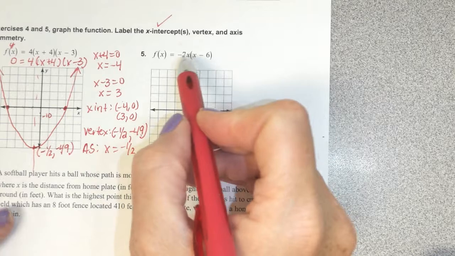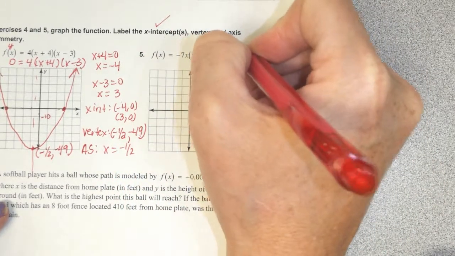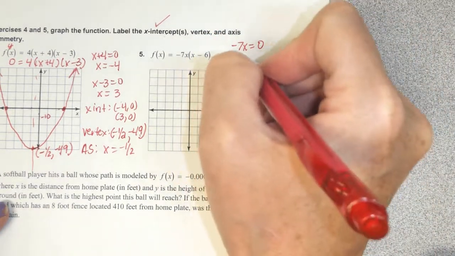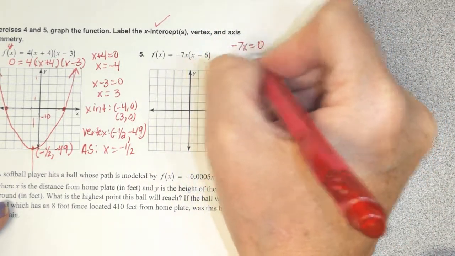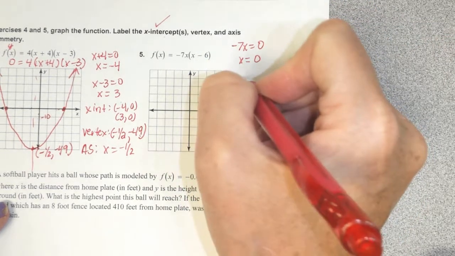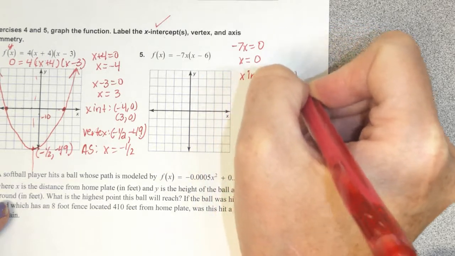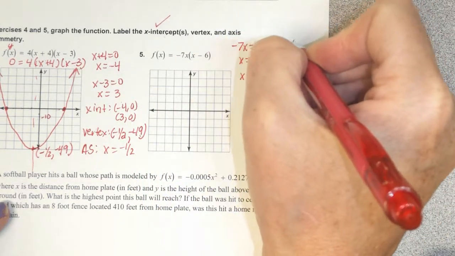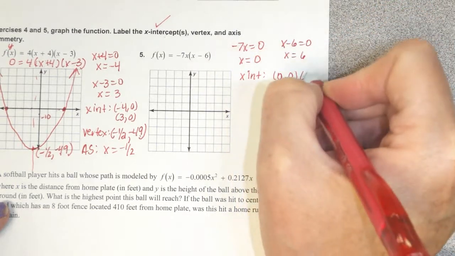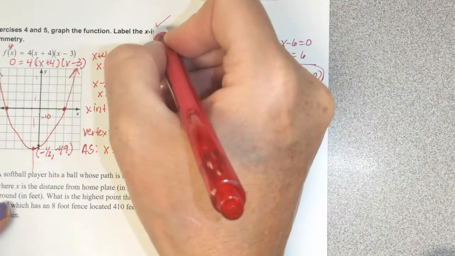All right, let's try this one now. We want to find our x-intercepts. So is it possible for -7x to equal 0? Yes. What would make that happen? So it would be 0, right? So we have an x-intercept at (0, 0). Now we have to set x minus 6 equal to 0. What's that going to be? 6. Okay, so there's our x-intercepts. Check.